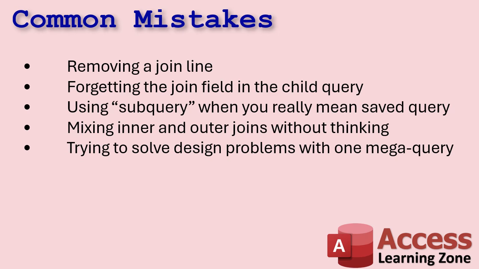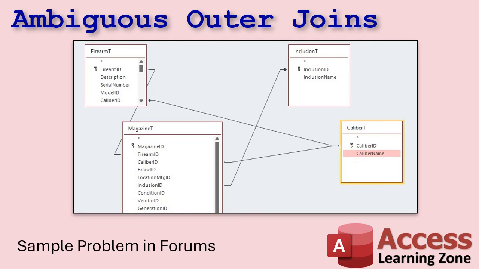Okay. And the biggest mistake of all is making a mega query, right? To do reporting, searching, editing, world peace, and trying to solve every problem at once with one gigantic query. Don't do it. Don't do it. Just don't do it. Here's an ambiguous outer join problem that came up in the forums on the website.